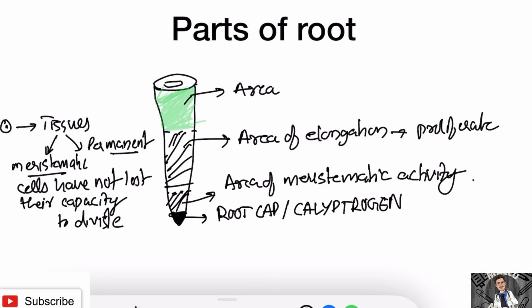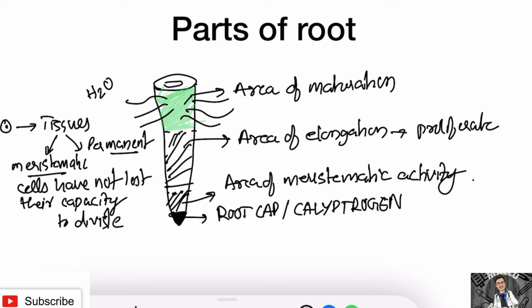The area of maturation also has another important feature, the root hairs. So what is the function of root hairs? To fetch water from the surrounding soil. So at the area of maturation, you have the root hairs. I hope you are getting the concepts right. So that completes the parts of root.